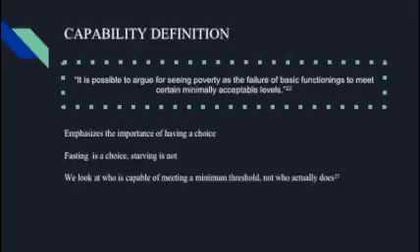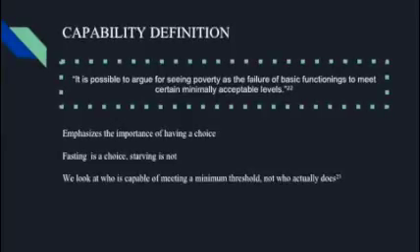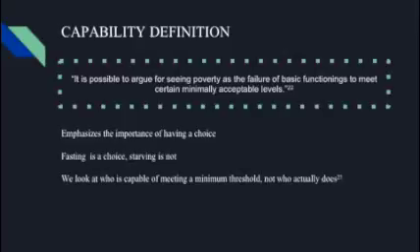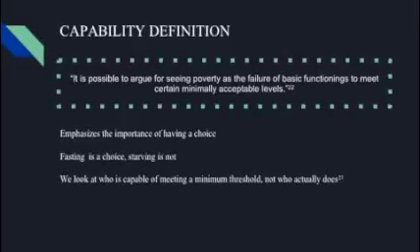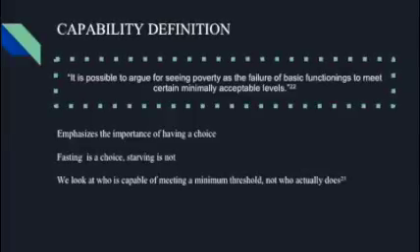Sen defines poverty as the failure to meet a set of basic functionings, or things necessary to lead a dignified human life. Nussbaum defines capabilities as, quote, "answers to the question, what is this person able to do and to be?" This method emphasizes the importance of choice and ability in defining poverty.